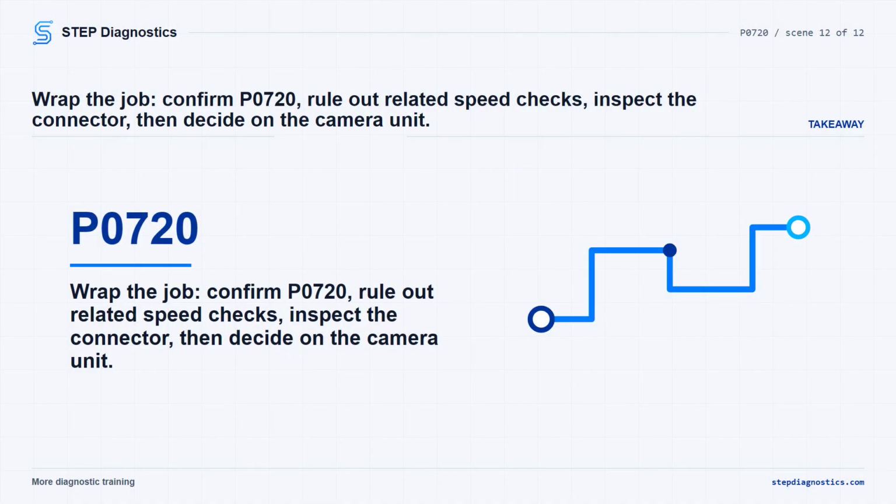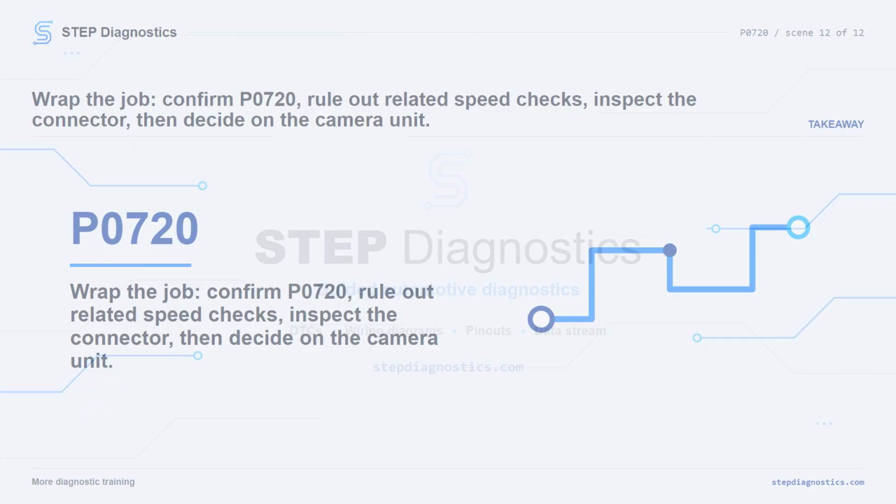The takeaway on P0720 is to prove the code first, then separate a real speed sensor related problem from a signal plausibility problem at the multipurpose camera unit. Clear the code, reproduce the drive condition, follow the correct CVT or A/T path, and only condemn the camera unit after the related speed sensor checks and connector checks pass.